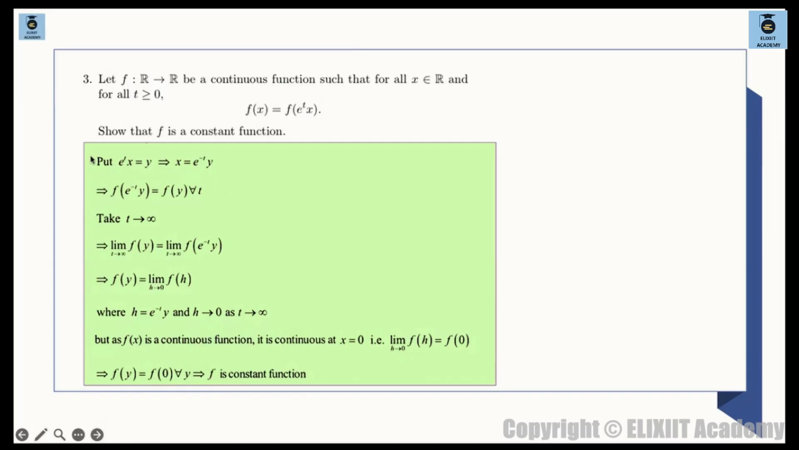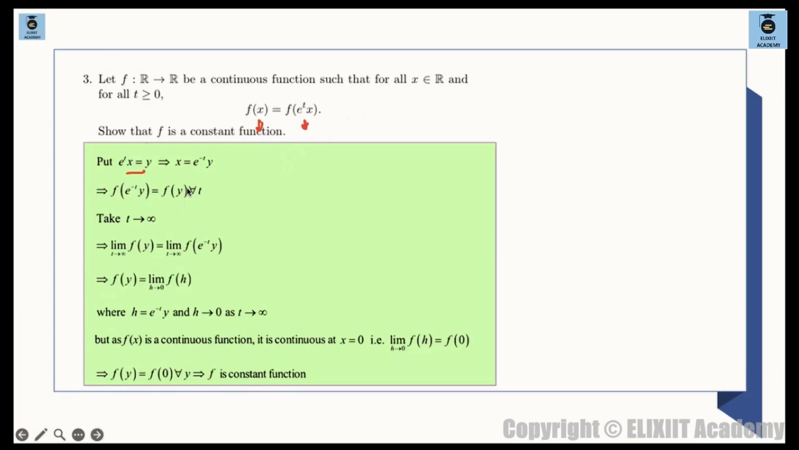You can see here that what I do is I'll simply take e raised to the power of tx as y. So once I take this as y, x will be e raised to the power of minus t times y. So you get x in terms of y explicitly. Once you plug in all these values, this becomes f of y, and this one will become f of e raised to the power of minus t times y. This is how the function is changing actually.